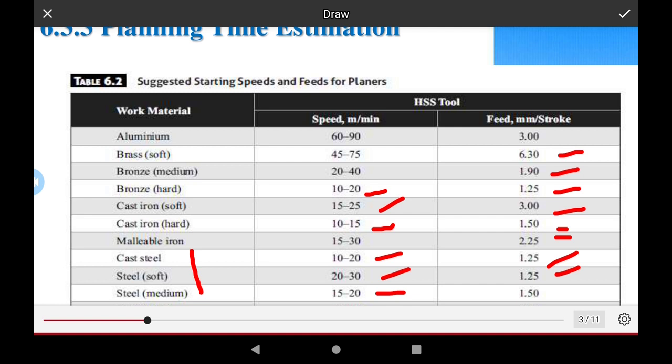The problem does not give the feed rate and tool speed, only the material is specified, and you have to find the numerical values. So you assume a value for the speed and assume a value for the feed rate, and then you solve this problem.